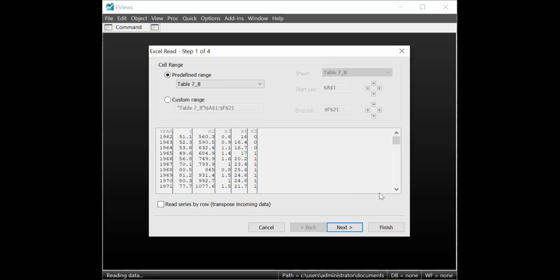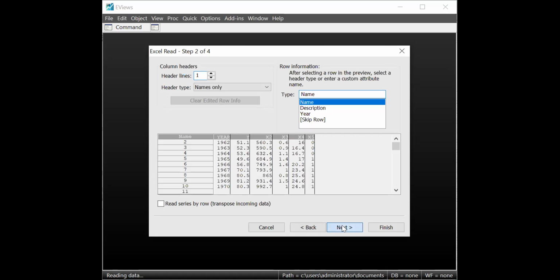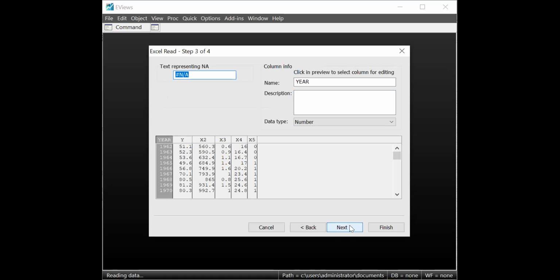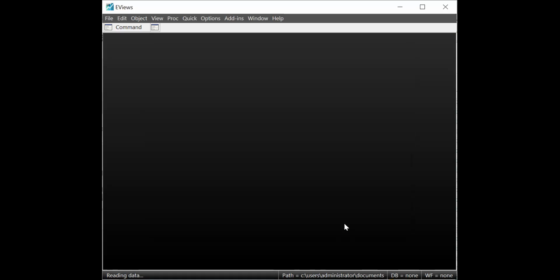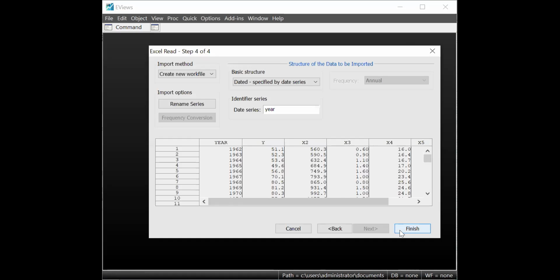Okay, can you see this now? This is a file from another folder, and then we can click next. Okay, next. The first column is here. Next. Now, if you want to finish it, this one is dated. Dated means our data is time series data.